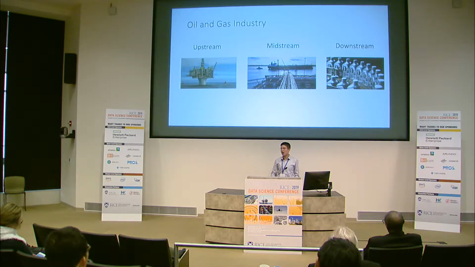Machine learning can help optimize these processes. And downstream is about oil refining and sales. Some applications of machine learning are pricing and supply chain optimization. So our project is about the upstream. The title is steam flood optimization.